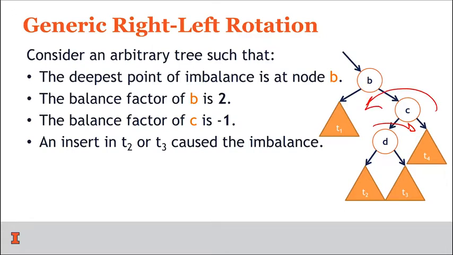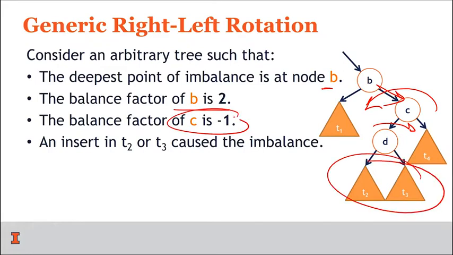So here, this right-left rotation is going to be required whenever we identify the point of imbalance in the tree, B, where the balance factor of B is 2, and the balance factor of the node that follows B is -1. An insert at T2 or T3 is going to cause this point of imbalance, and we simply need to do 2 different rotations to fix this imbalance.